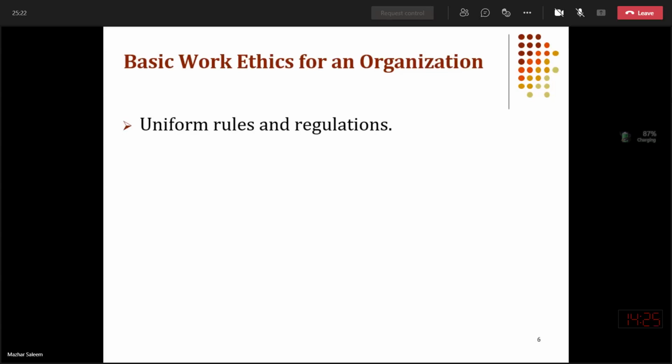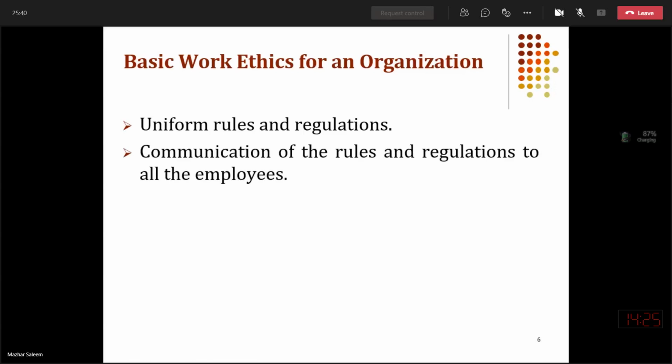So however many cadres there are, for every cadre there should be uniform rules and regulations. That should be well defined, and everybody should feel that he will be treated with justice in that organization. That is the first important thing.